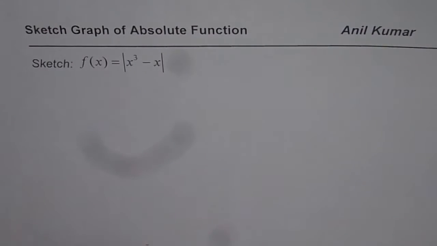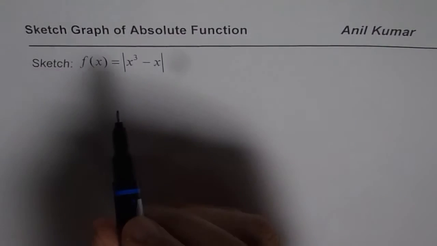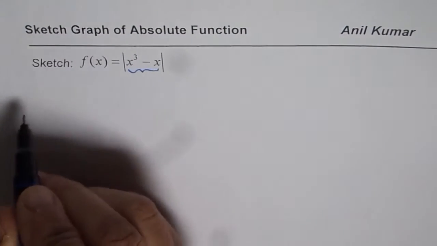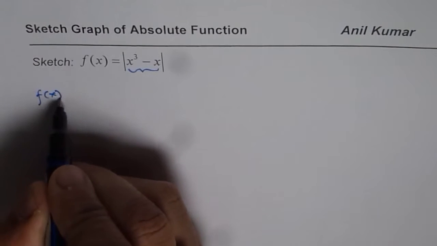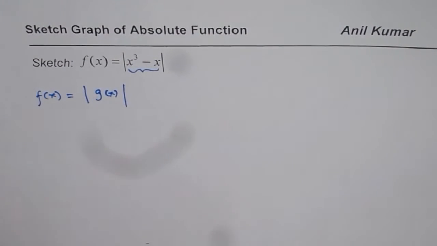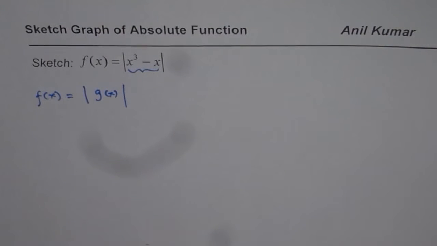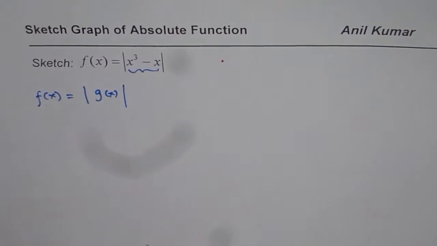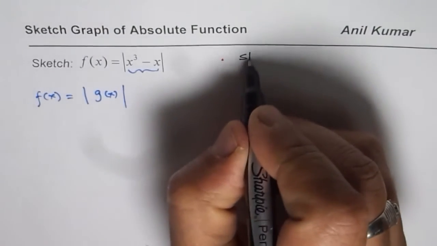Now the strategy here is to first sketch the inside function, right? So let me rewrite this as f of x equals the absolute value of g of x. That is the inside function. To sketch, we will adopt a very simple strategy, and that is step number one: sketch the inside function.